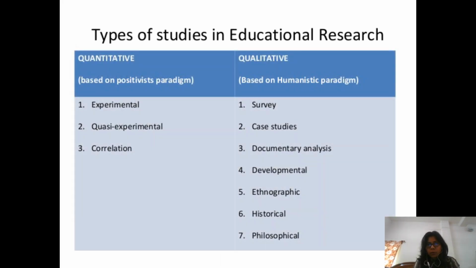Types of studies in educational research. In case of quantitative, based on the positivistic paradigm, we find experimental, quasi-experimental and correlational. But in case of qualitative, based on the humanistic paradigm, we can find survey, case studies, documentary analysis, developmental, ethnographic, historical and philosophical.